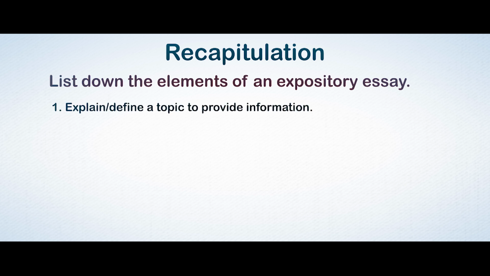Well, so the next question for you is, list down the elements of an expository essay. Your think time starts now. Okay, your time is up, and let's check our answers now. So these are the elements of an expository essay. So the first element says, explain or define a topic to provide information. An expository essay must either explain or define a topic to provide information.